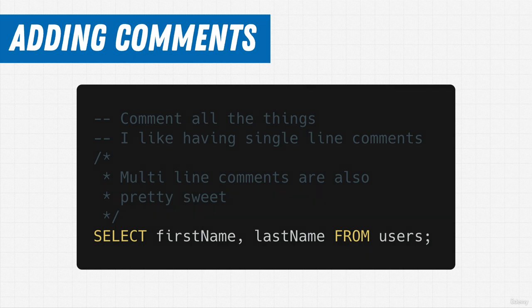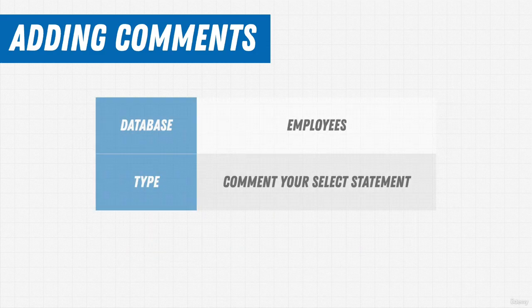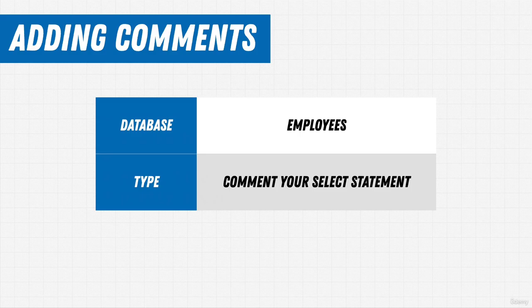So how do we add comments? Well, I'm glad you asked. We're going to do an exercise to show you how I would normally document something. And you have two types of comments. You have single line and you have multi-line. And what they allow you to do is quickly put something in between a line or next to a line. Or the multi-line can be used to document a multitude of things. Now, the database we'll be using is the employees database, since we're most familiar with that right now. And the type of exercise we'll be doing is comment your select statement.